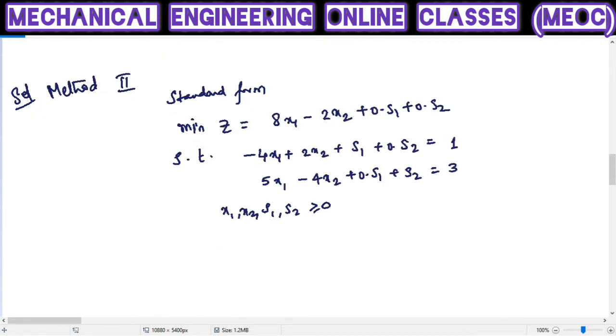Now that we don't have to convert the min problem into a max type of problem, I have straight away written the standard form. Min z is equal to 8x1 minus 2x2 subjected to minus 4x1 plus 2x2 plus s1 plus 0 into s2 equal to 1, and 5x1 minus 4x2 plus 0 s1 plus s2 is equal to 3.